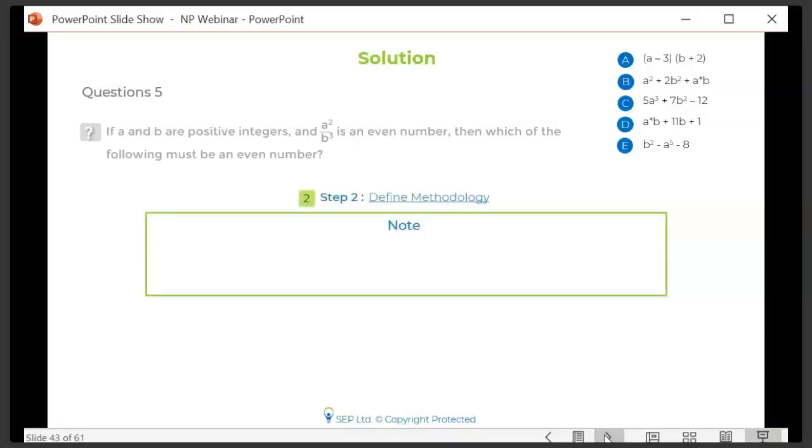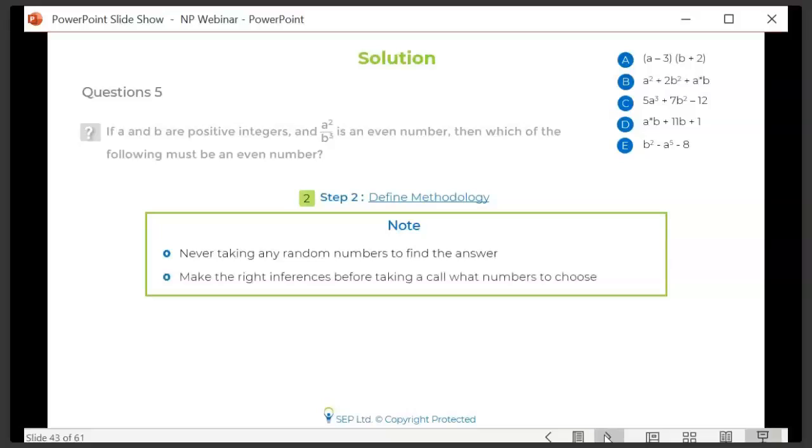Okay. So the most important thing that you need to keep in mind, the solution isn't lengthy, believe me. The problem is when you're trying to think of cases, because you're not used to making such inferences, you end up taking random numbers. And I'm not doing that. I'm not taking any random numbers. I'm just making my inference first. That's my first step, to decide what number should I take.